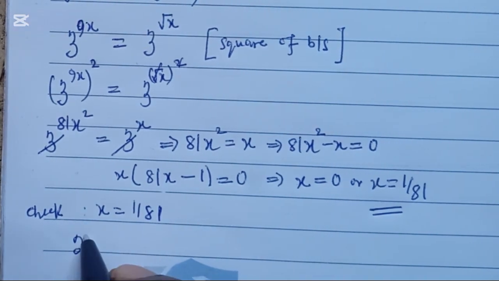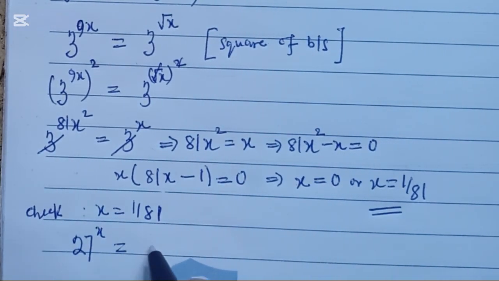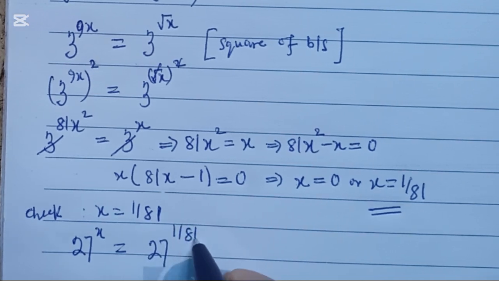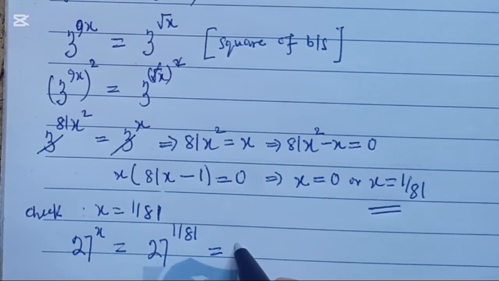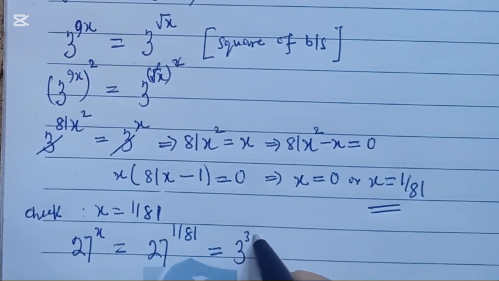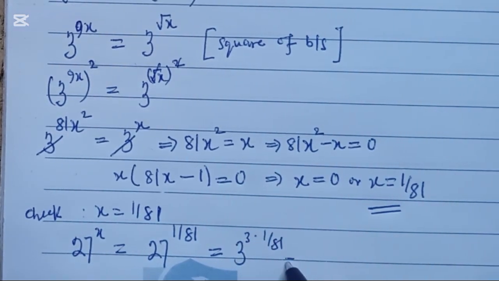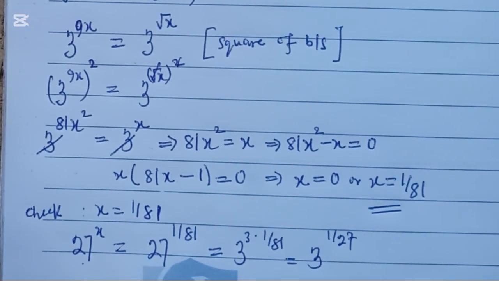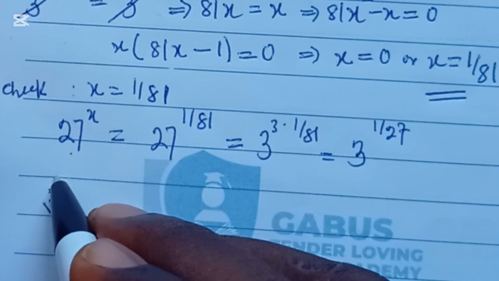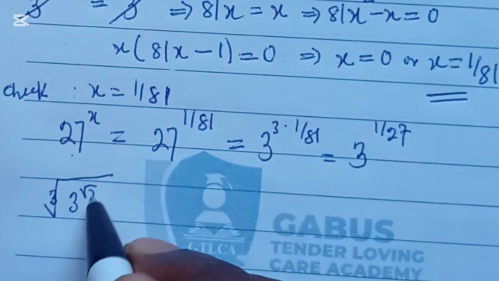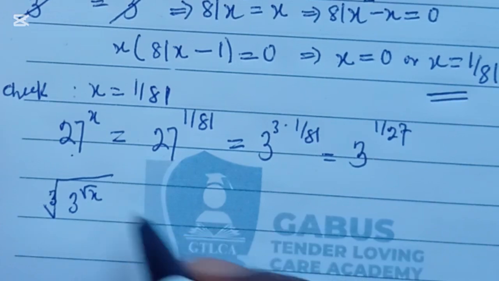So 27 to the power of x is equal to 27 to the power of 1 over 81. So what we have, we can break this further to say this becomes 3 to the power of 3 times 1 over 81, and that gives us 3 to the power of 1 over 27. That's for the left hand side. For the right hand side of the equation, you get the cube root of 3 raised to the power of the square root of x.